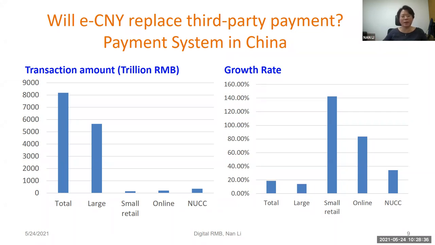All of these transactions have to go through the NUCC, the Nets Union Clearing Corporation. So all of this data is already forecasted by the PBC, under the regulation of our central bank. We also see that small retail payment systems as well as online payment systems have been growing a lot compared with the large payment system. But we also need to bear in mind that a large component of the transactions still goes through the banking system, through this large payment system. So that's the caveat of the payment system in China.